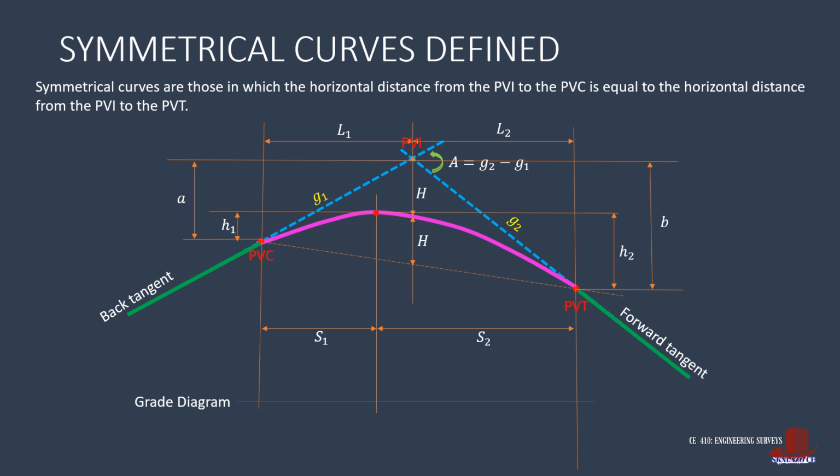Instead of loads, use gradients. So positive G1 means there is an upward gradient which connects to the downward gradient G2. Note that the point of inflection in the grade diagram is the location of the highest point in the curve, which means the location can be solved through similar triangles or ratio and proportion.